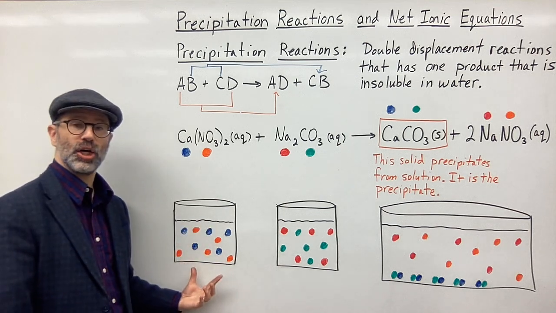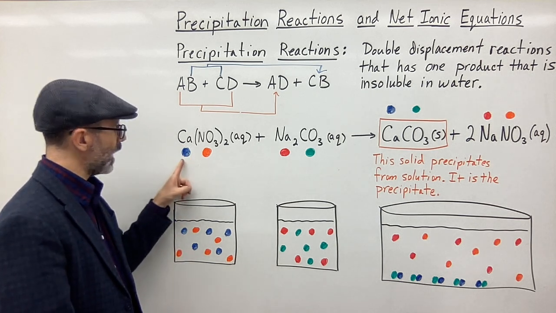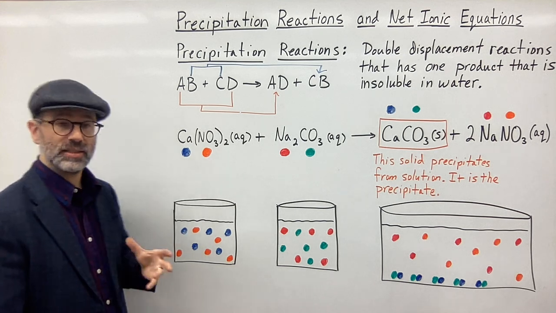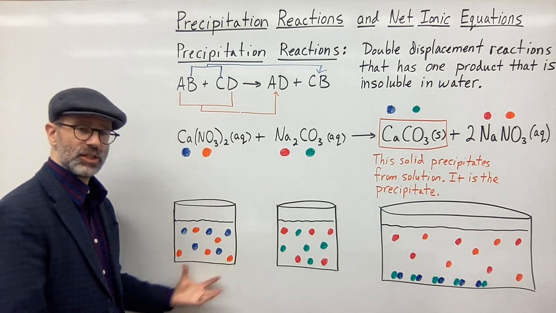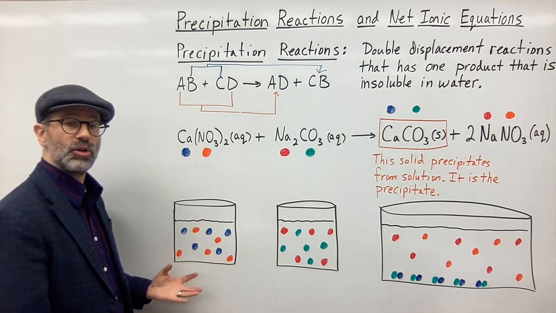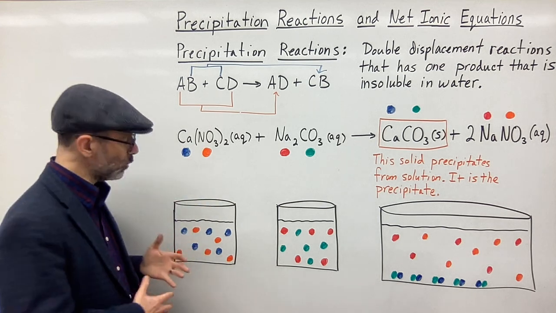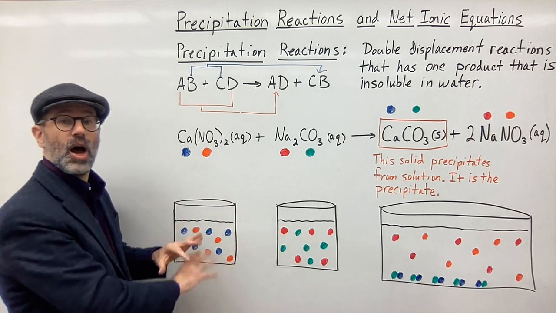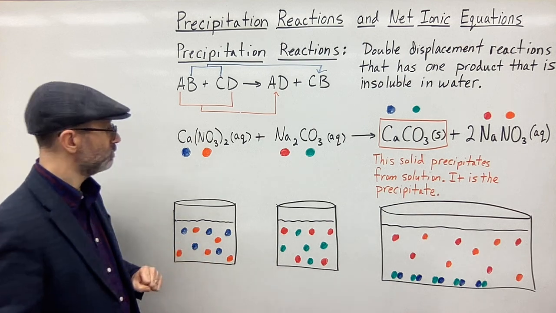So if this is a beaker of my calcium nitrate, the blue dots would represent the calcium, the orange dots would represent the nitrates. So if I have this in water and it's aqueous, then these ions are actually separated from each other in the water solution, right? So they're not stuck together. We write it that way because that's the formula, but we have to realize in actuality, these are separated, floating around in solution, not really interacting with each other.